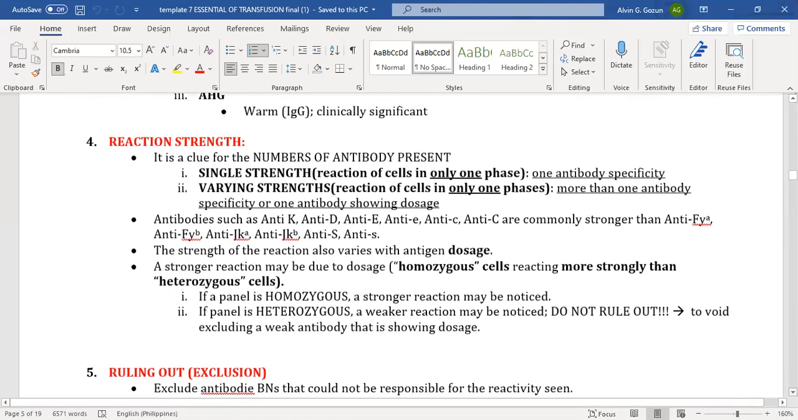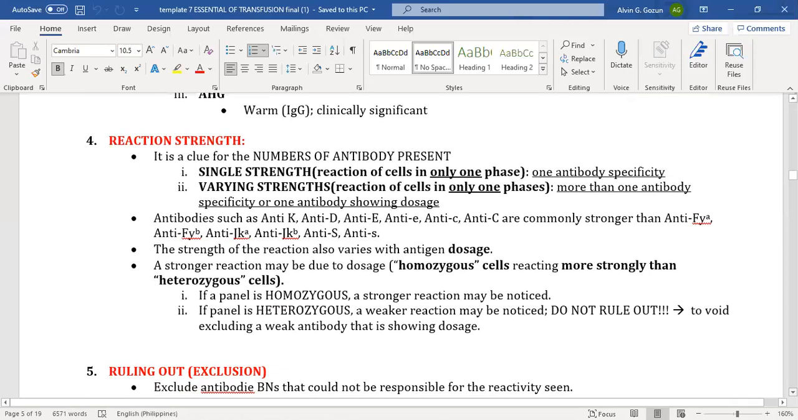Let's proceed. Reaction strength. Okay, it is a clue for the numbers of antibody present. So, single strength. Okay, reaction of cells in only one phase. Na-discuss ko na rin to last time. Ibig sabihin, there is one antibody specificity. But varying strengths or reaction of cells in different phases means more than one antibody specificity, or a single antibody showing dosage. Na-discuss ko na rin yun last time, di ba?